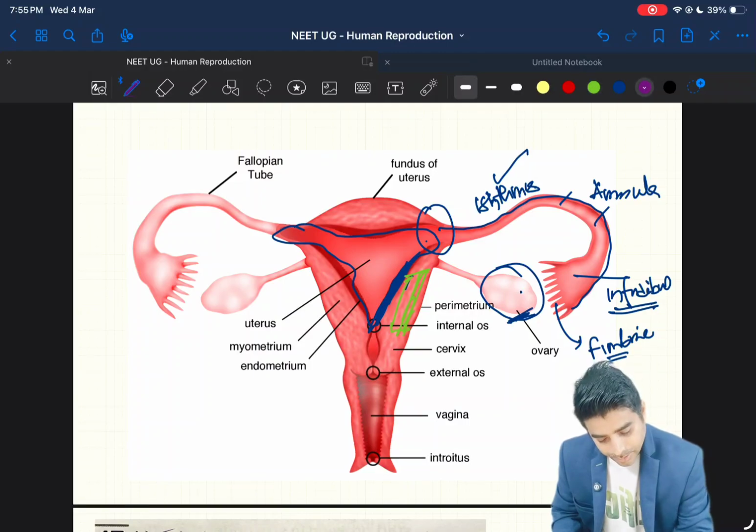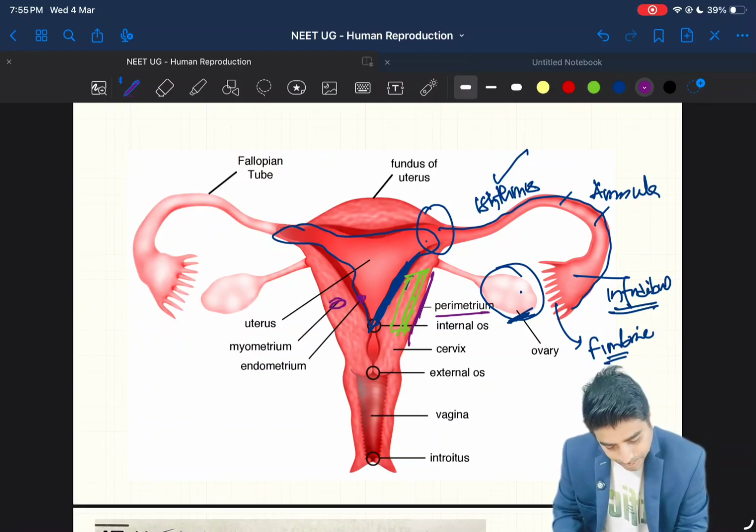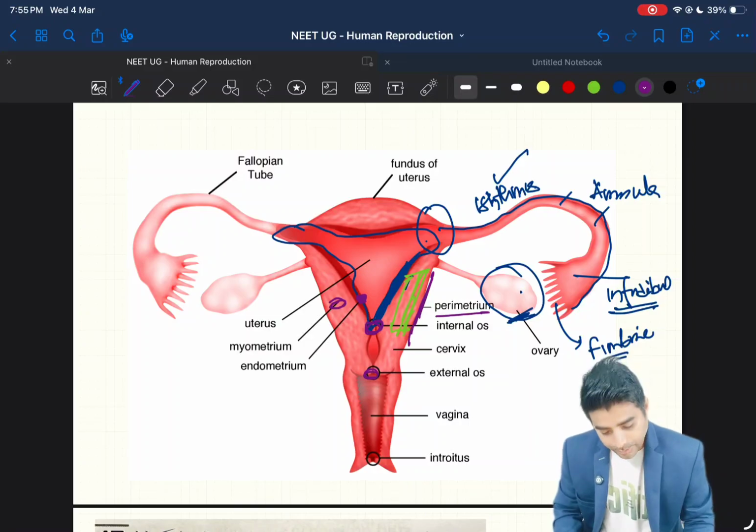And this is the myometrium. This is myometrium, and here somewhere it is perimetrium. Here it is perimetrium. So you can see perimetrium is there. Okay, and then myometrium. This part is the myometrium. Endometrium is the inner lining of the uterine cavity.